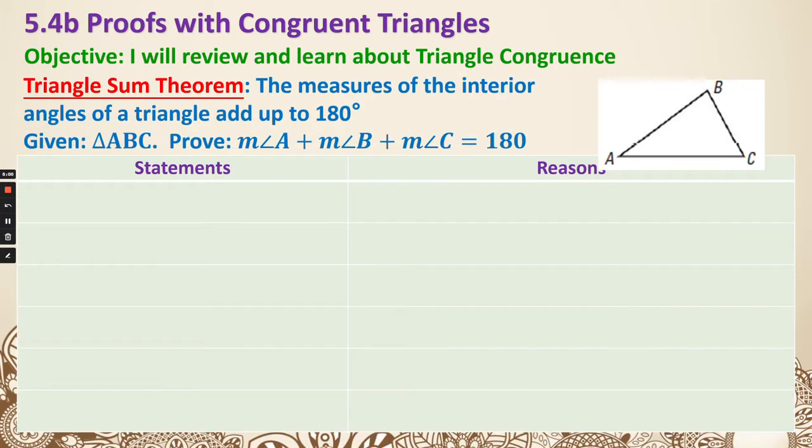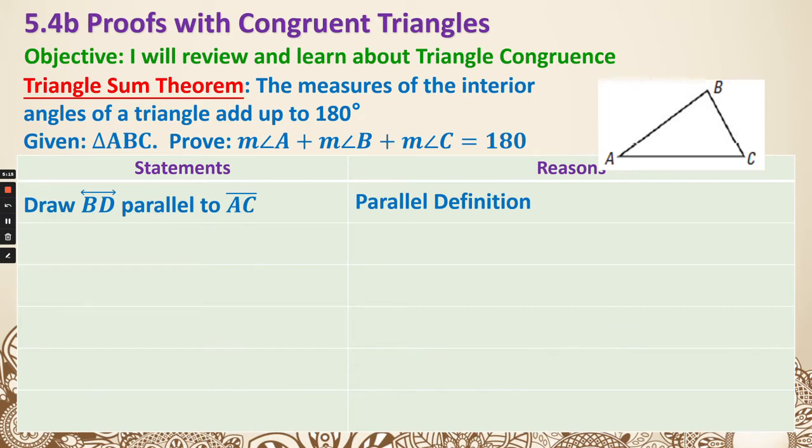Next, example 3, which is something we actually know already. The measures of the interior angles of a triangle add up to 180 degrees. Now let's actually try to prove that. That is something we have been using all the time, but we never proved it. So first step, we're going to draw a parallel line. We're going to draw BD.